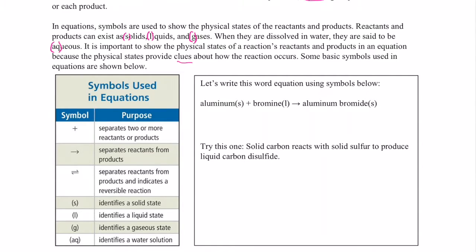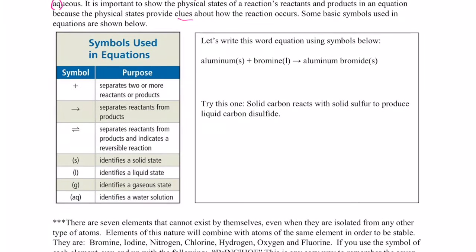Some basic symbols used in the equations are below. So we've already talked about solid, liquid, gas, and dissolved in water. We talked about the arrow and the plus sign. And then these arrows that go both ways we're going to talk about later in the year when we discuss something called chemical equilibrium. So let's try to write a word equation by using these symbols over here, as well as the symbols for the elements.